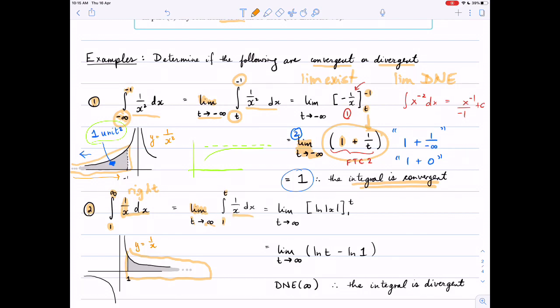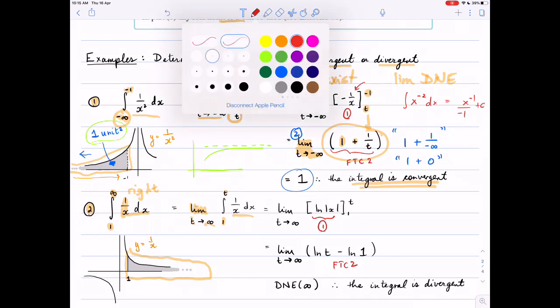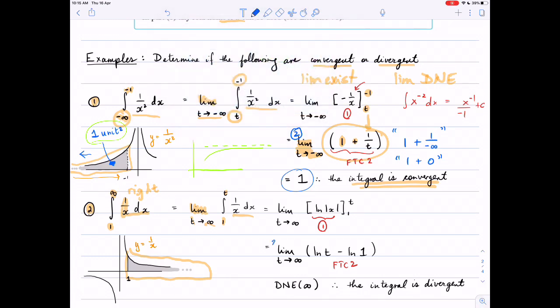Step 1 again. Step 1 is the FTC. We're anti-differentiating. So step 1, antiderivative of 1 over x, ln of the absolute value of x. Here we have done FTC part 2, ln of t minus ln of 1. And so next step is the limit then of this expression. We are thinking here "ln of infinity minus ln of 1," and ln of 1 is actually just 0.